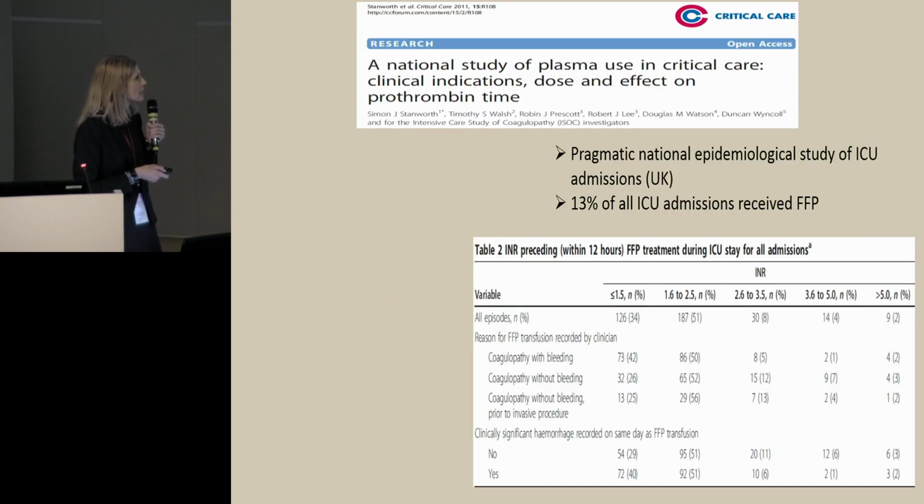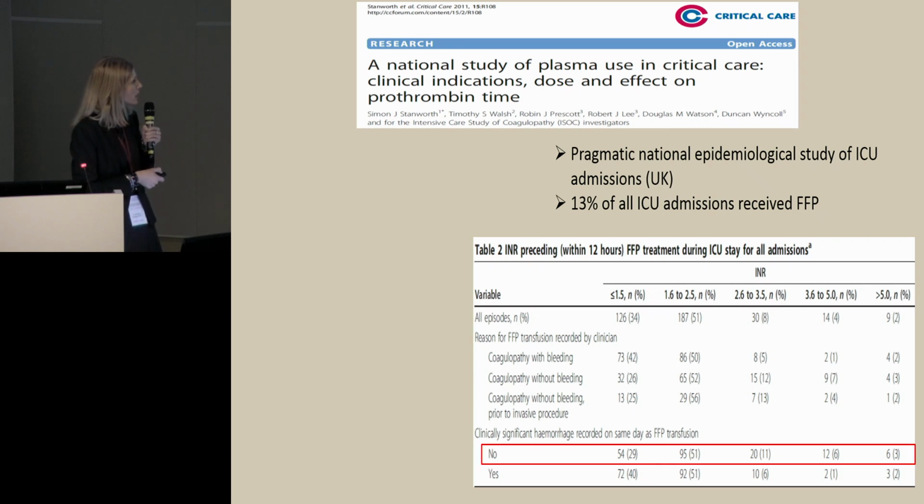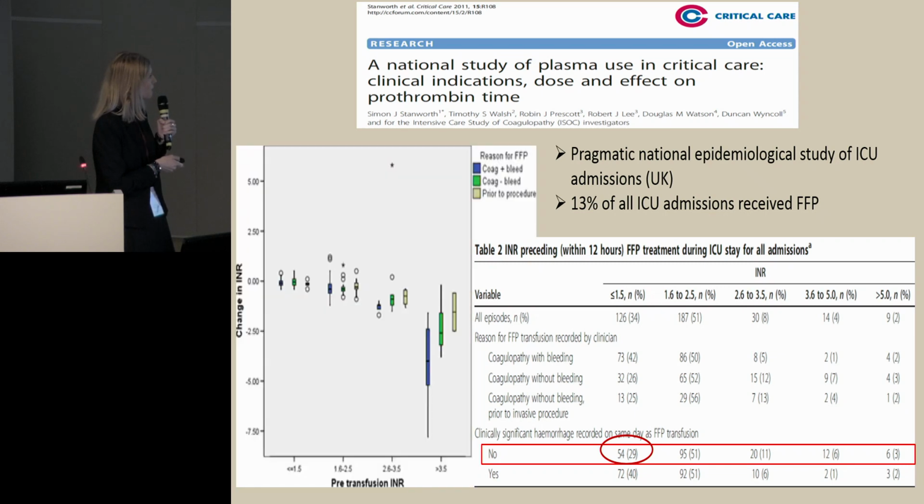However, it seems that still, even with all these proofs, a lot of patients in the ICU receive FFP, and this is a study showing that 13% of all ICU admissions, and this is in the UK, received FFP. The problem is that many of these patients received FFP in the absence of clinically significant bleeding and also having very low, even normal values of INR.